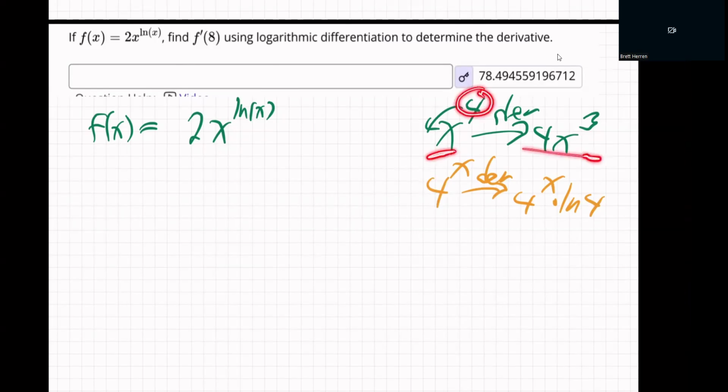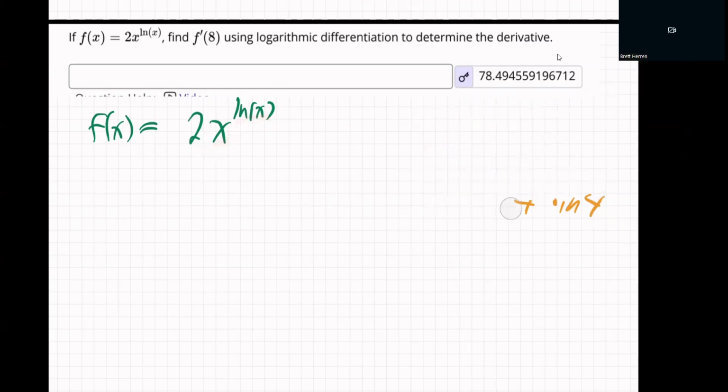So we have a derivative rule when x is in the base only, and we have a rule when x is in the power only and the base is a number. But we don't have a rule when the base and the power both have x. You see the problem? We have a rule when only the power is x or only the base is x, but not both. So because we don't have a rule for that, we're going to have to do logarithmic differentiation.